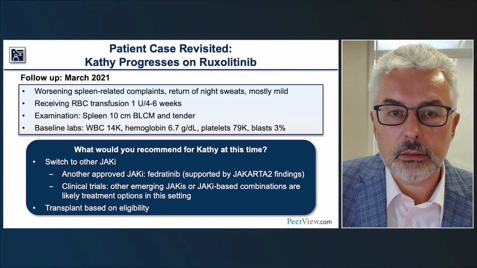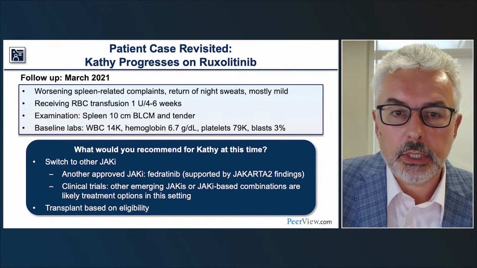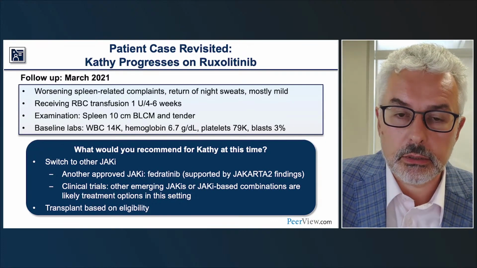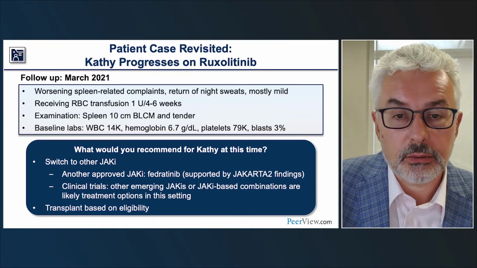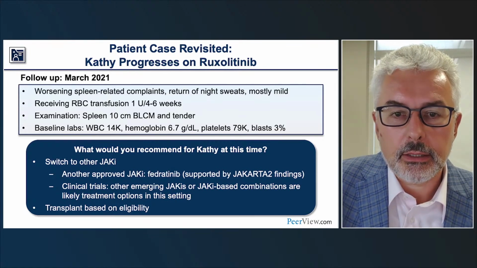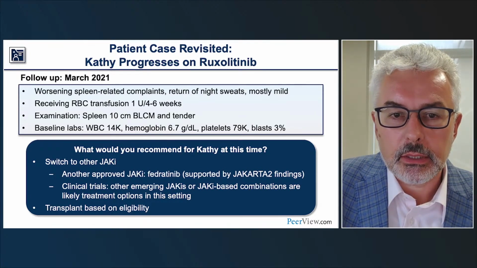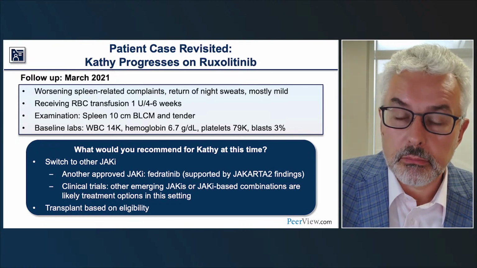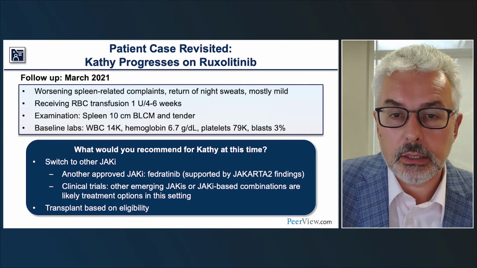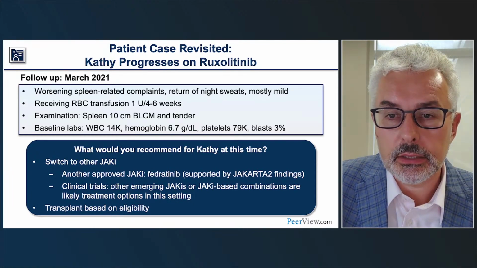And then to come back to what's happening with Kathy, our patient, 73 years old, now 3 years older, so much older actually. The transplant may not be an option. She's not in good shape. What shall we do here? Switch to other JAK inhibitors? I would say fedratinib is certainly a big player here. It's suggested by NCCN guidelines, supported by the JAKARTA-2 studies.